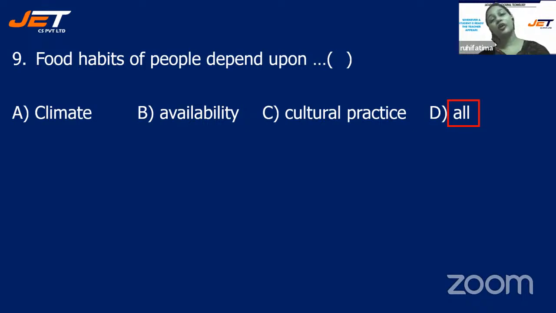Like in India, in the North there is a different cultural practice and different availability of food. In the South, there is a different climate and different availability of food. And according to that, people are dependent on those items, right?